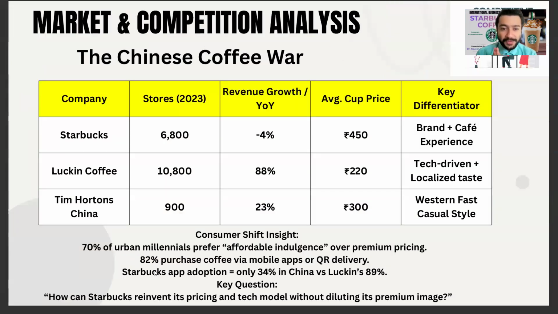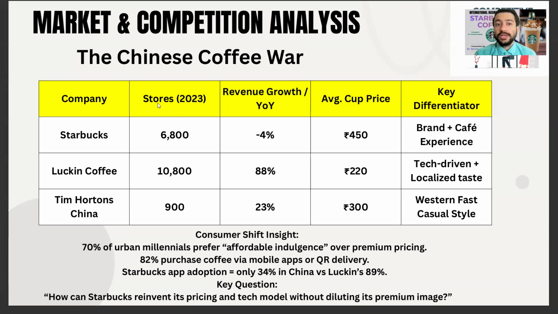Just tell me. What we would like to do is first go through the competition and market analysis, understand the Chinese coffee war practically with the numbers, and then we can think of the answer. So let's look at this coffee war numerically, how it happened. In these facts and figures, you can check the company names: Starbucks, Luckin Coffee, and one more local brand I have taken into consideration, Tim Hortons China.